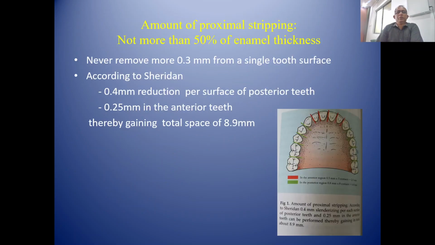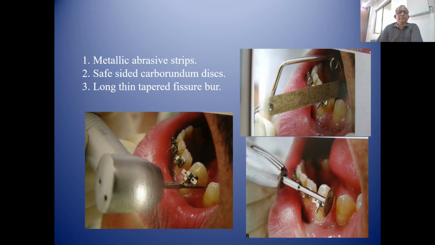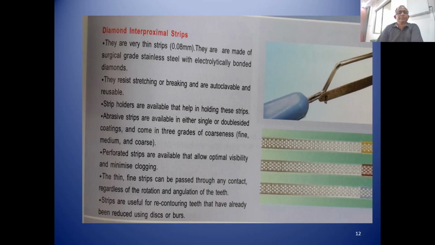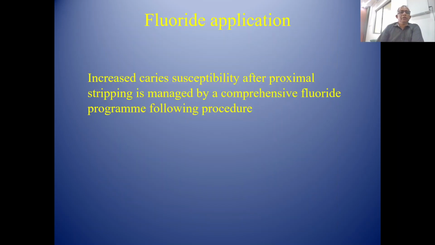The amount of proximal stripping should be not more than 50% of the enamel thickness. Never remove more than 0.3 millimeters from a single tooth surface. According to Sheridan, 0.4 millimeter reduction per surface of the posterior teeth and 0.25 millimeter in the anterior teeth, thereby gaining a total space of 8.9 millimeters. We can use metallic abrasive strips, safe-sided carborundum discs, or long thin tapered fissure burs for this purpose. Then fluoride application: increased caries susceptibility after proximal stripping is managed by a comprehensive fluoride program following the procedure.